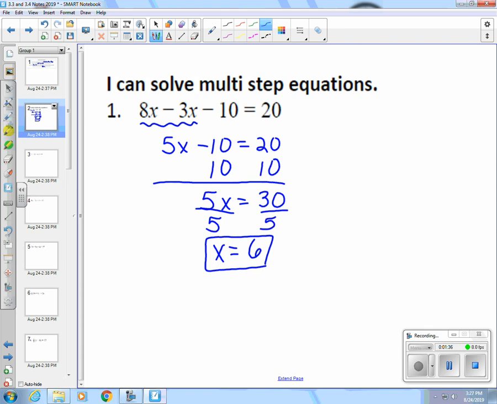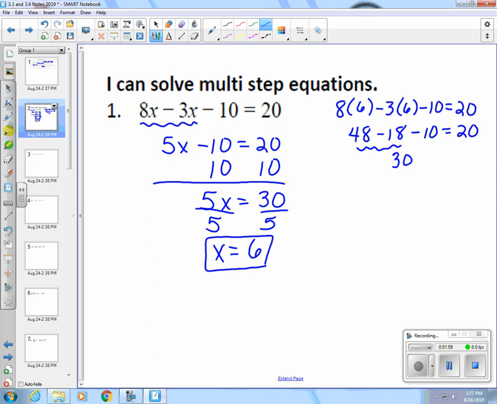If you want to check to make sure that this works, you can definitely substitute that 6 in for each one of the x's, and then you would go through and calculate the numbers. 8 times 6 is 48, 3 times 6 is 18, and as we're subtracting here, 48 minus 18 is 30, and then 30 minus 10 equals 20, and we get down to a true statement.